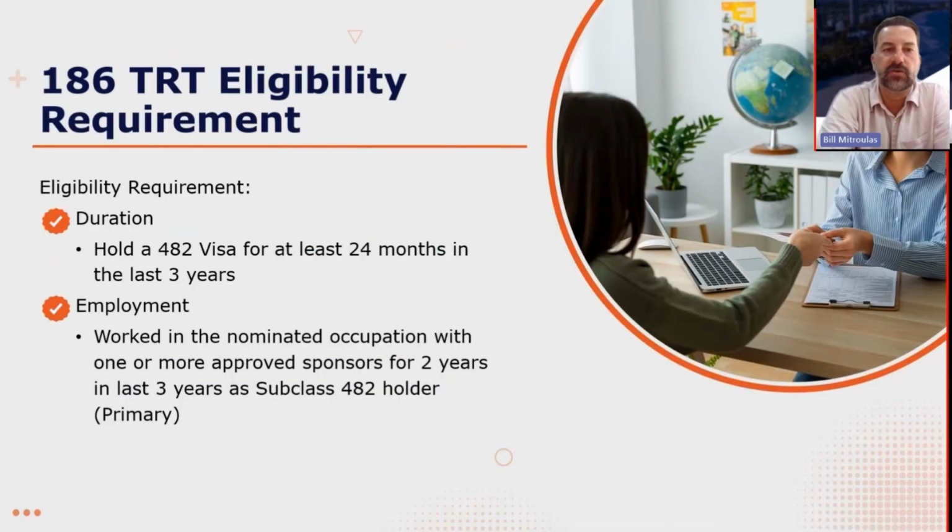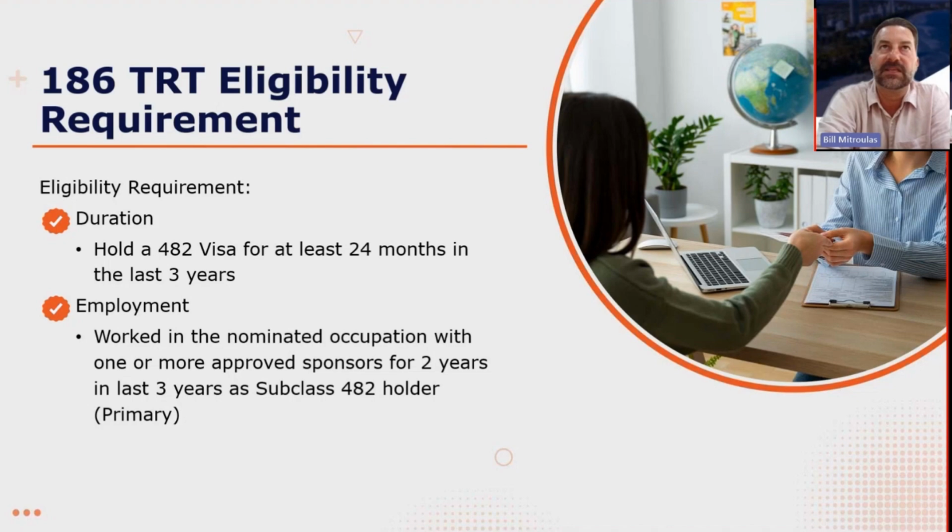So, all right, let's have a look also at the 186 TRT eligibility requirements, right? First and foremost, you need to hold a 482 visa for at least 24 months in the last 3 years. When we refer to the 482 visa, we're typically talking retrospectively about the temporary skilled shortage visa, but the same will apply also for the 482 skill in demand visa. Also, you must have worked in your nominated occupation with 1 or more approved sponsors for 2 years in the last 3 years as a subclass 482 holder, and this directly refers to the primary visa holder, right?